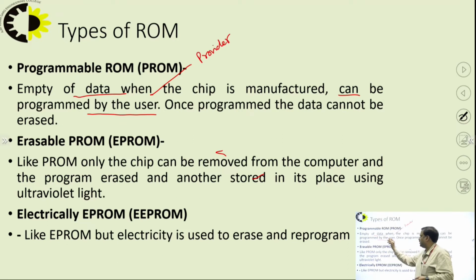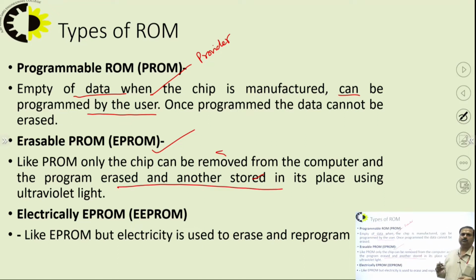The provider programmed that chip, and once programmed the data cannot be changed. So it will remain the same. If you want to change your motherboard, you will get a new ROM or a new motherboard itself. Later on, erasable programmable ROM, like PROM, the chip can be removed from the computer and the program erased, and another program can be stored. But the process of storing that program was not easy. It uses ultraviolet light, so writing a small amount of data requires lots of effort.